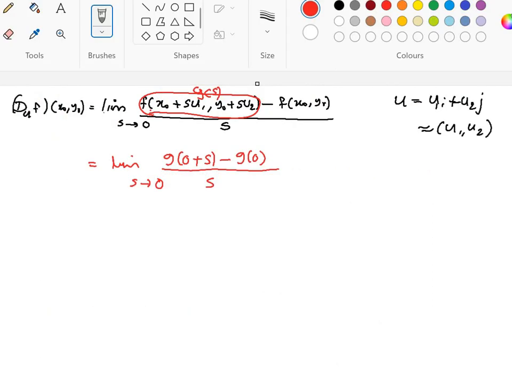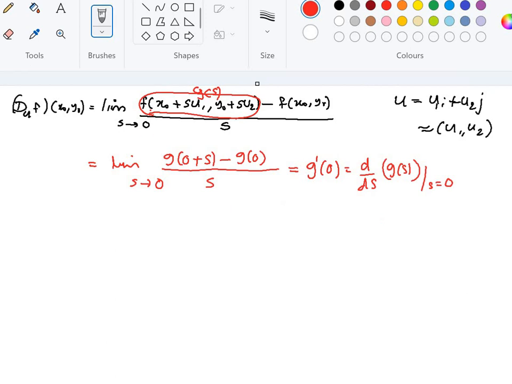Directional derivative at x naught y naught is the limit of this expression. I am treating it as a one variable function because these expressions x naught, u1, etc. are constant. So it becomes g of 0 plus s minus g of 0 divided by s, as s tends to 0. And this is nothing but g dash at 0, or you can say that this is d by ds of g of s at s equal to 0, evaluated at s is equal to 0.